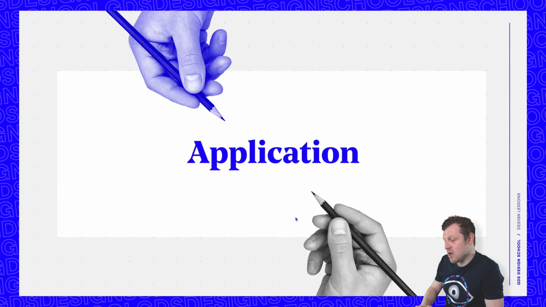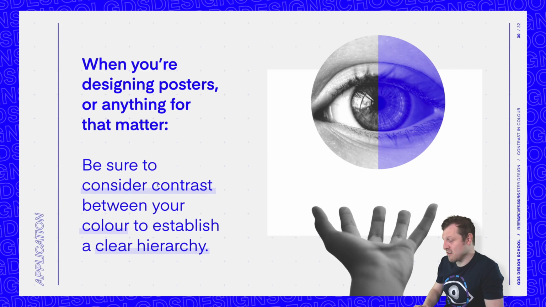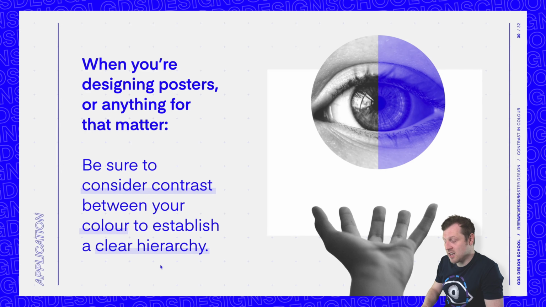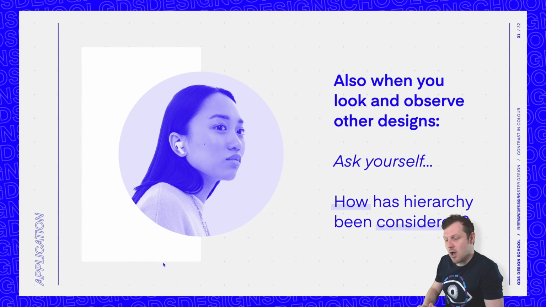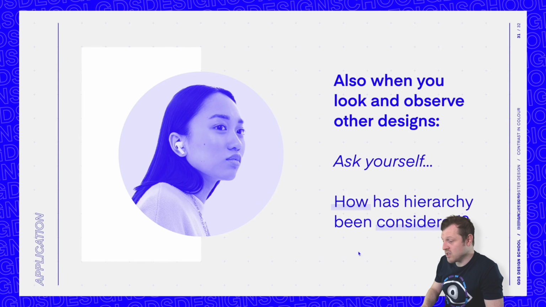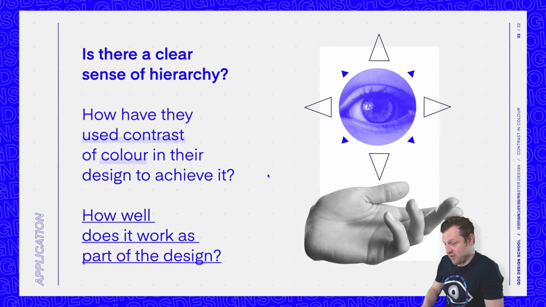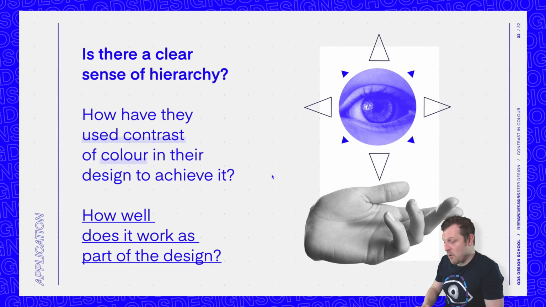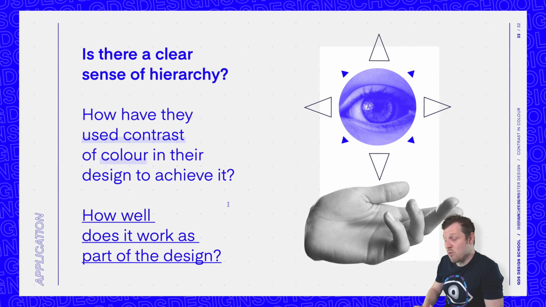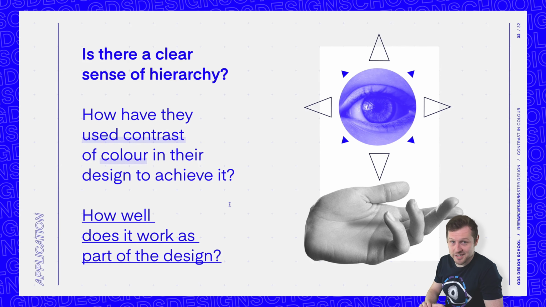So in application, when you're designing posters or anything for that matter, be sure to consider contrast between your colours to establish a clear hierarchy. Also, when you look and observe other designs, ask yourself, how has hierarchy been considered? Is there a clear sense of hierarchy? How have they used contrast of colour in their design to achieve it? And how well does it work as part of the design?